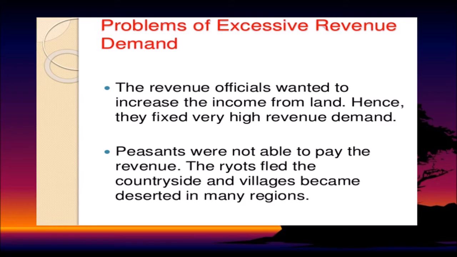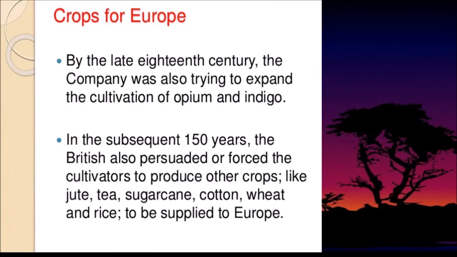So all the farming lands became what? Deserted, because they left their lands as they were and left their villages and went to some other places to survive. And as a result, it became deserted with no people and no plants and trees cultivations. So these are the problems faced because of excessive revenue demand. Okay.